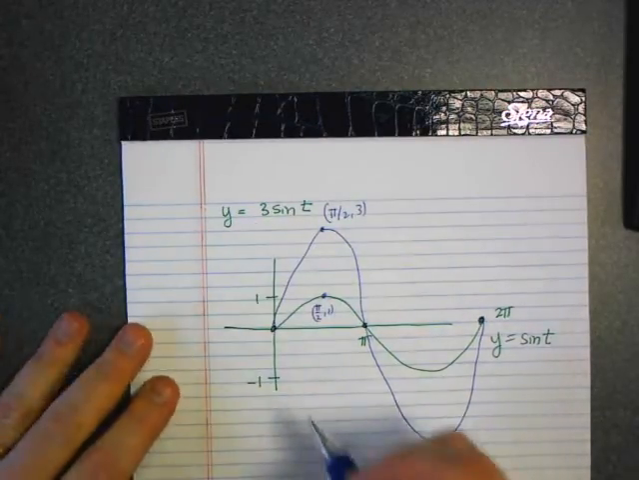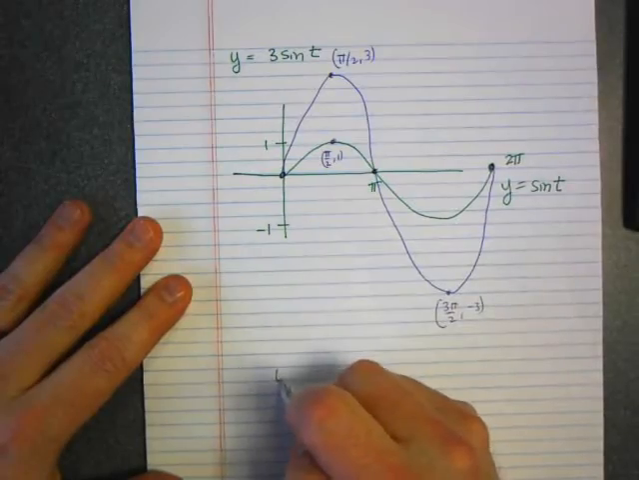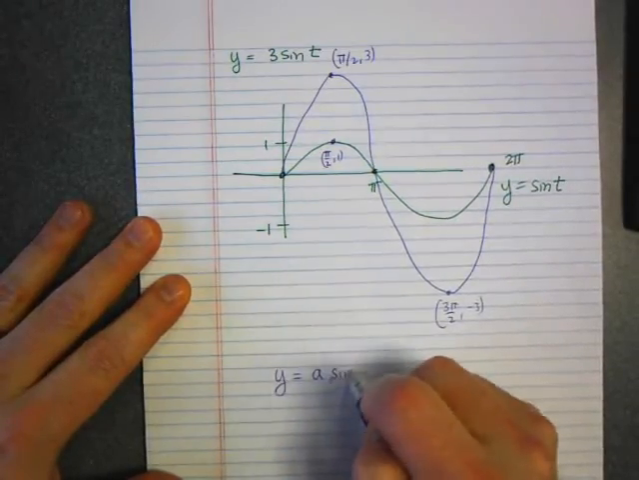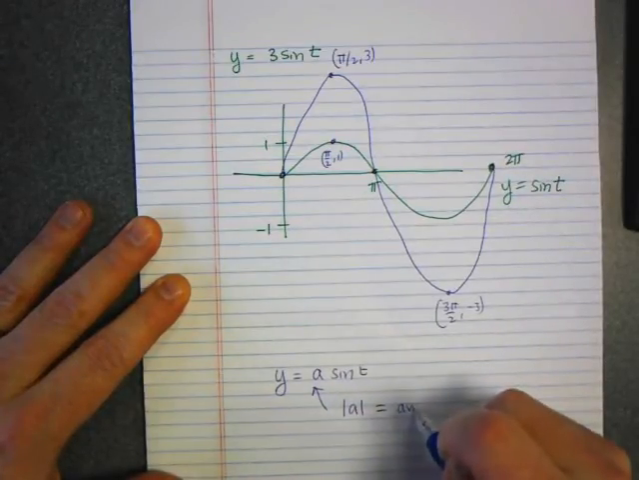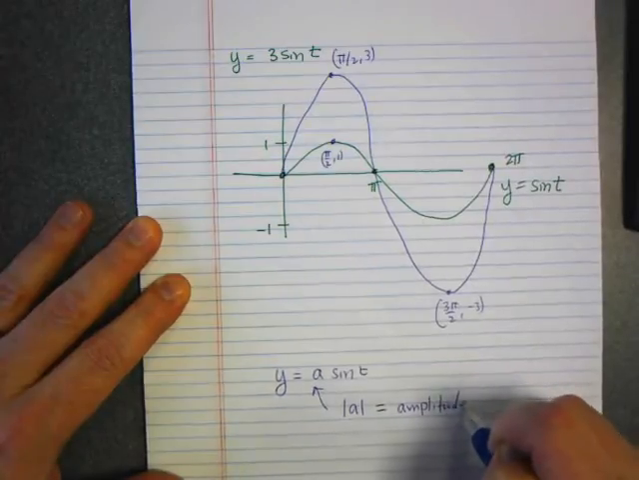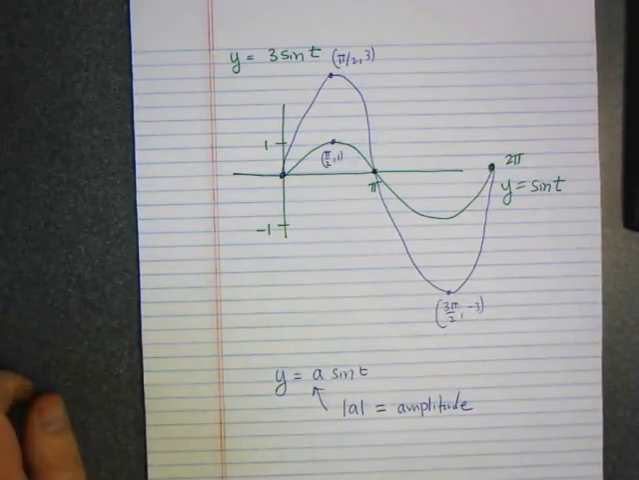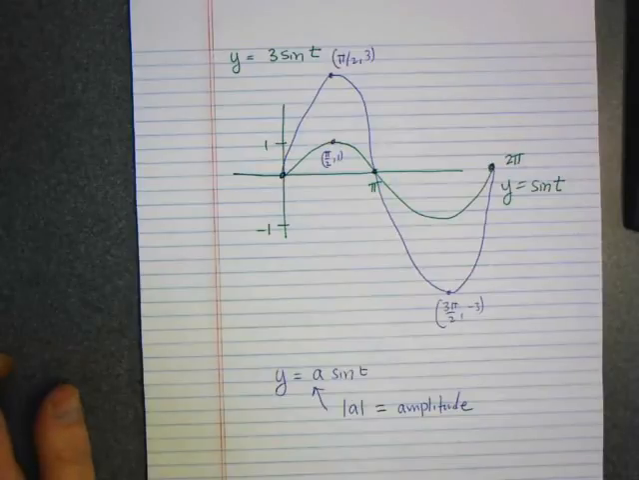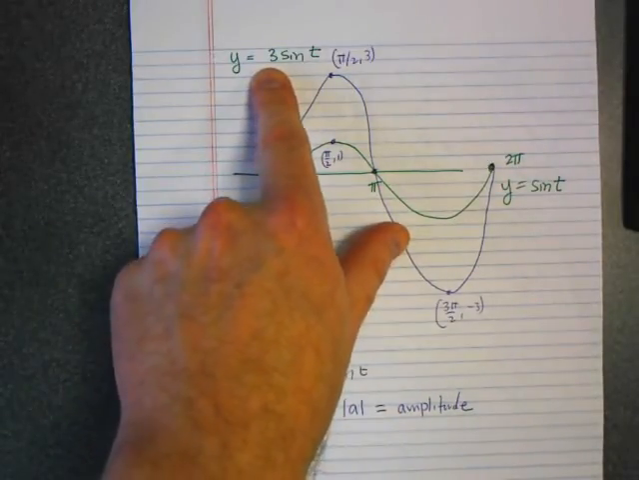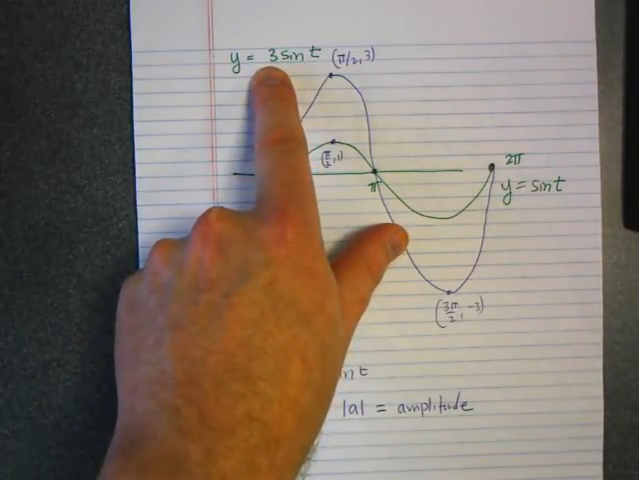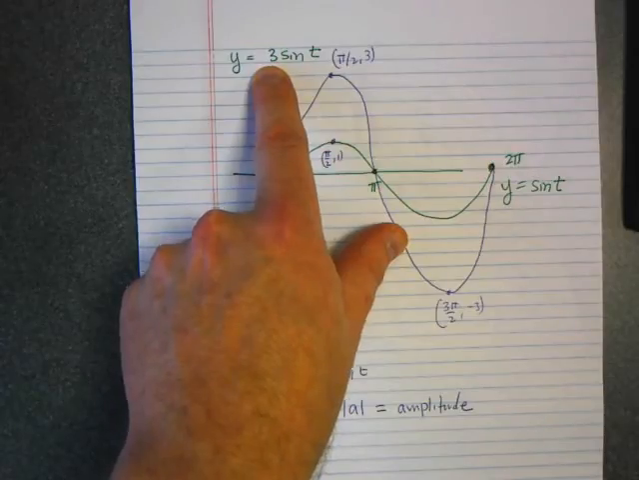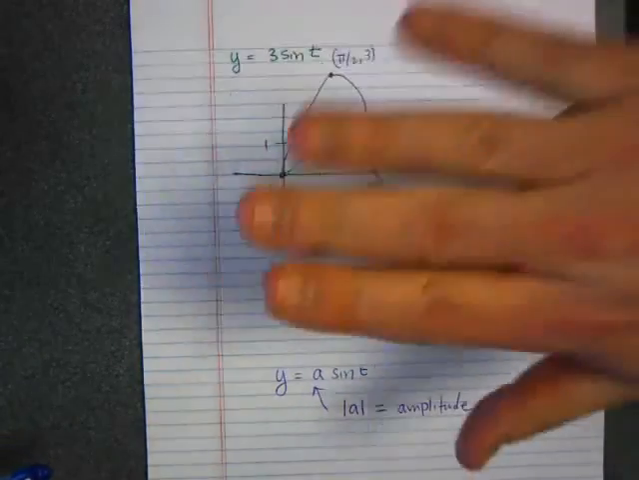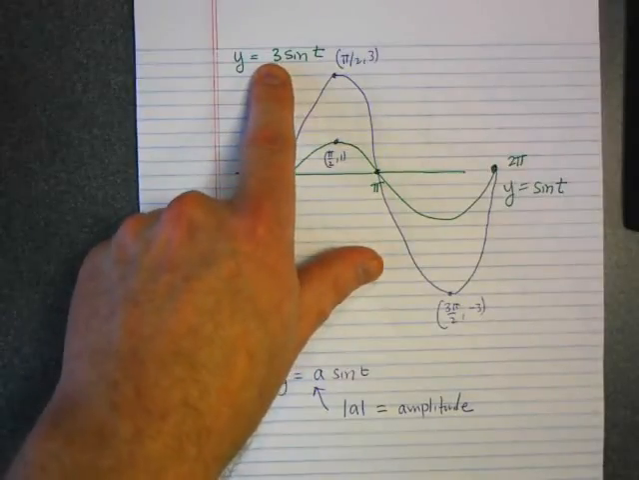All right, so this number right here, we usually write y equals a sine t. Absolute value of a will give the amplitude. Amplitude is always given as a positive number. This could have been a -3. What would it do if it were a -3? Same thing plus something else. It would have reflected across the x-axis. Because I would have been multiplying all my y numbers by -3.